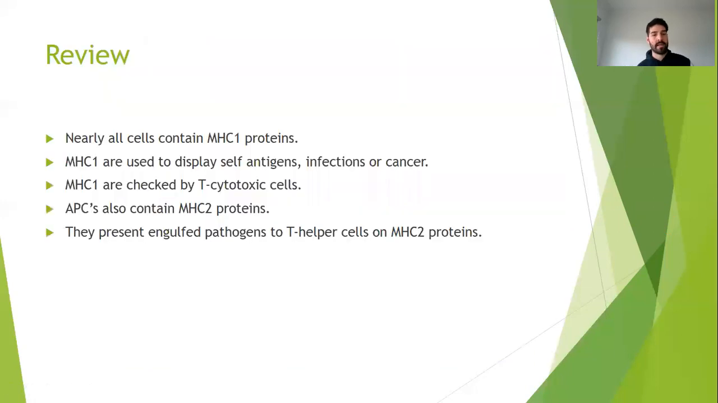So in review, nearly all of the cells in our body have MHC1, and they're used for self-antigens, infections, or cancer. The MHC1 are checked by T cytotoxic cells. Now the APCs have the additional MHC2 proteins. They're the only ones with MHC2, and they present engulfed pathogens or antigens to T helper cells using those MHC2 proteins. So a lot to get through in this video, but the basics is to know the difference between what MHC1 is used for and what MHC2 is used for.